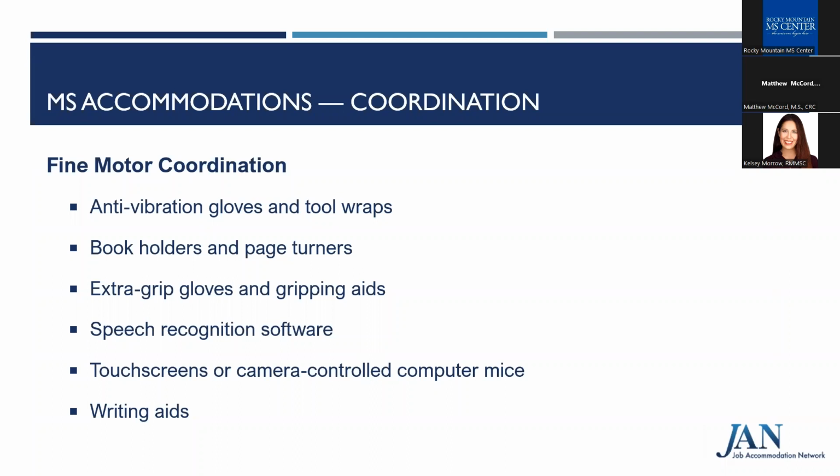Anti-vibration gloves as well as anti-vibration tool wraps help to make it so those vibrations are felt less by the user, making keeping a hold of those things a lot easier. For riding lawnmowers and riding farm equipment, there are also anti-vibration seats that can be helpful here too, as well as for other needs like back pain.